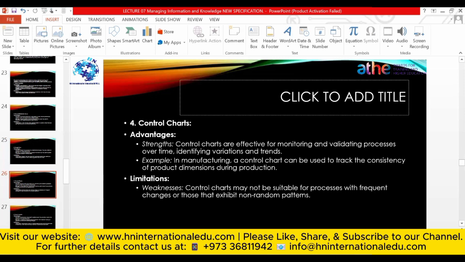However, control charts may not be suitable for processes with frequent changes or those that exhibit non-random patterns. For example, you are not relying on your product for more than a year. You're changing its ingredients again and again, then we cannot do the trend analysis on it, that is, the control charts.